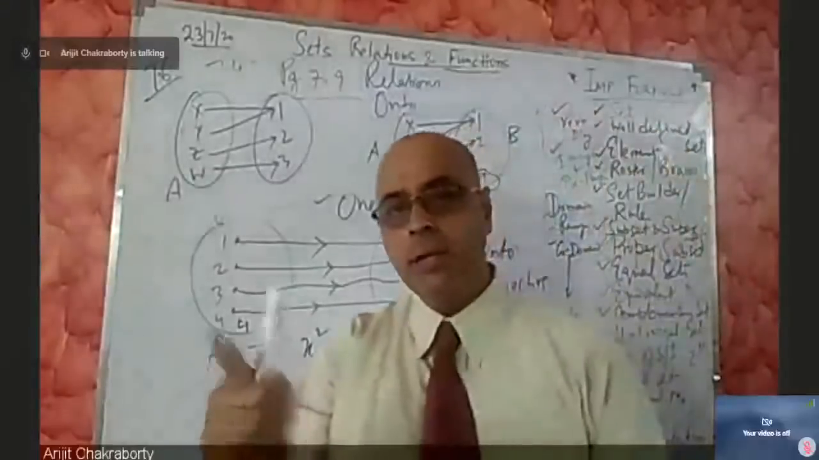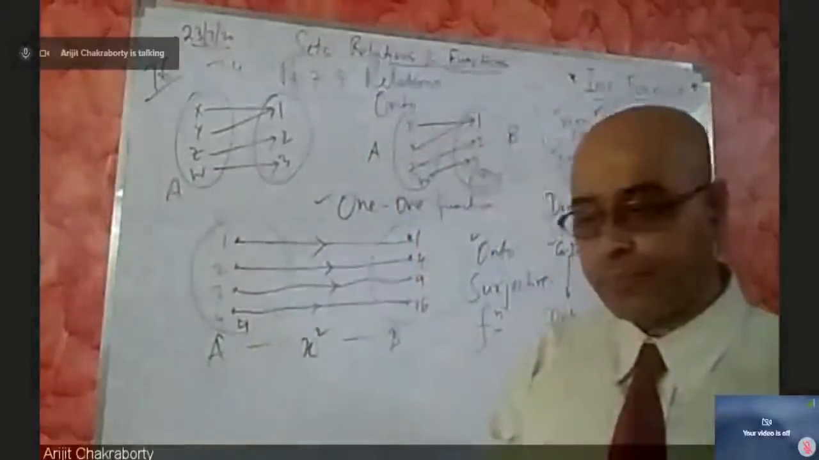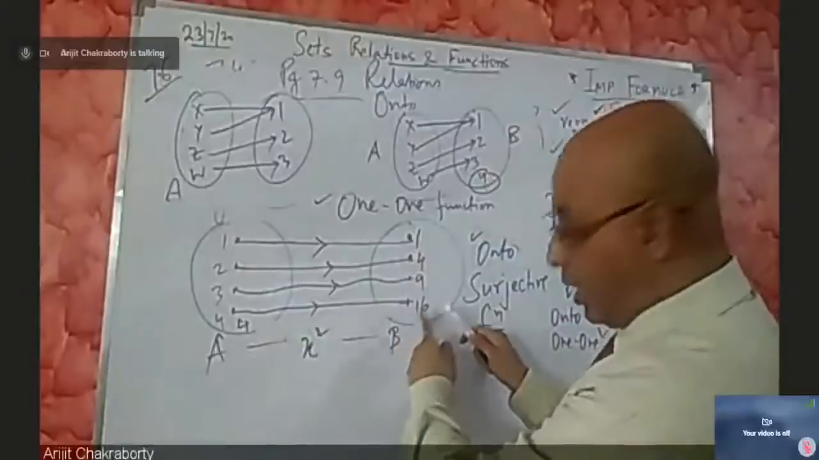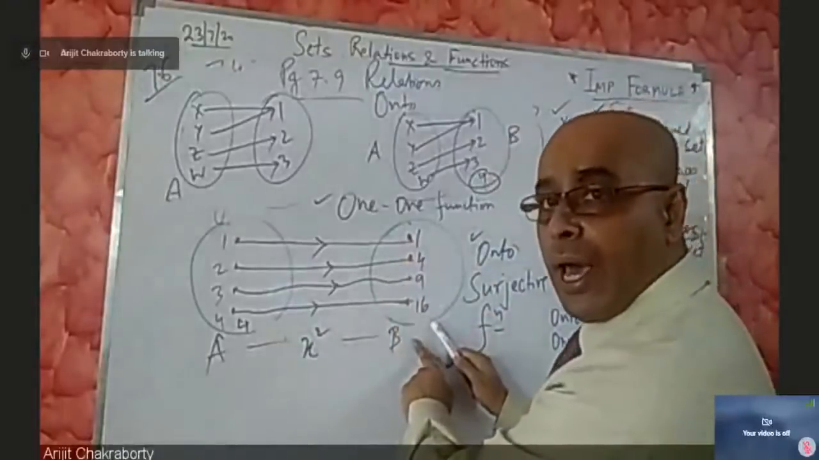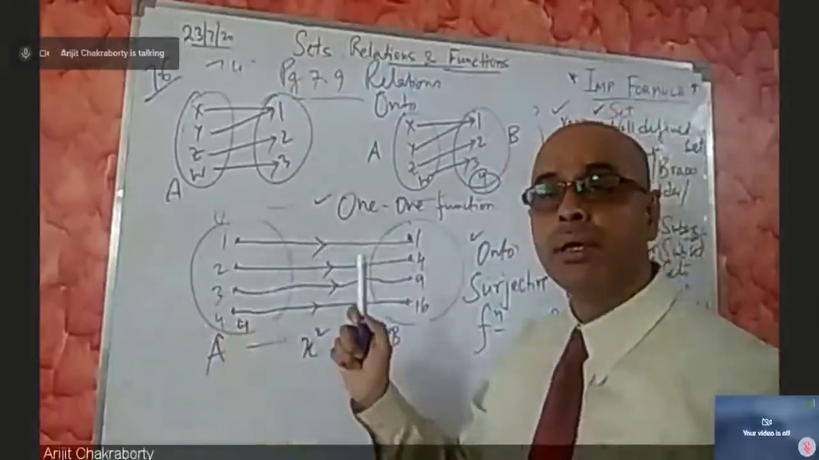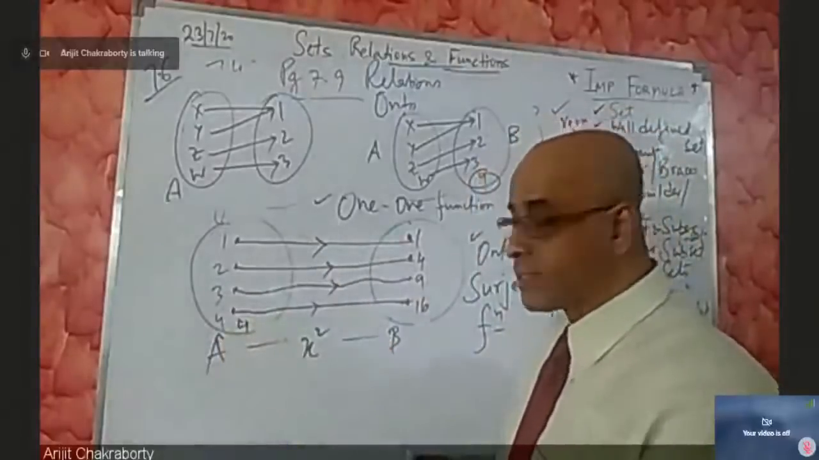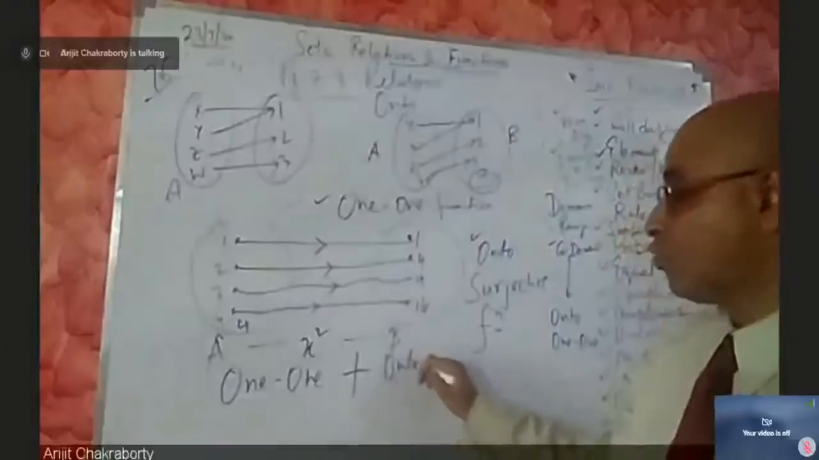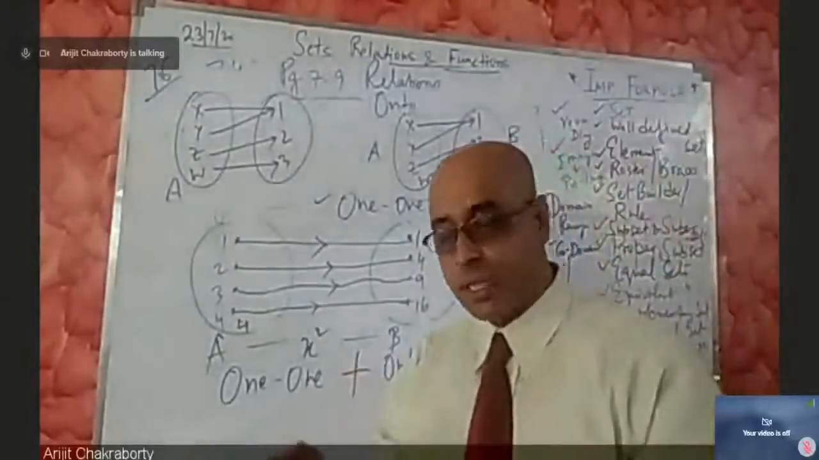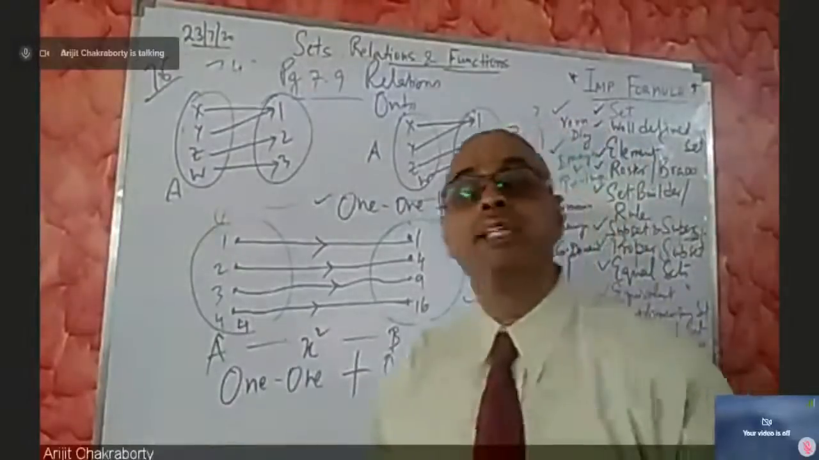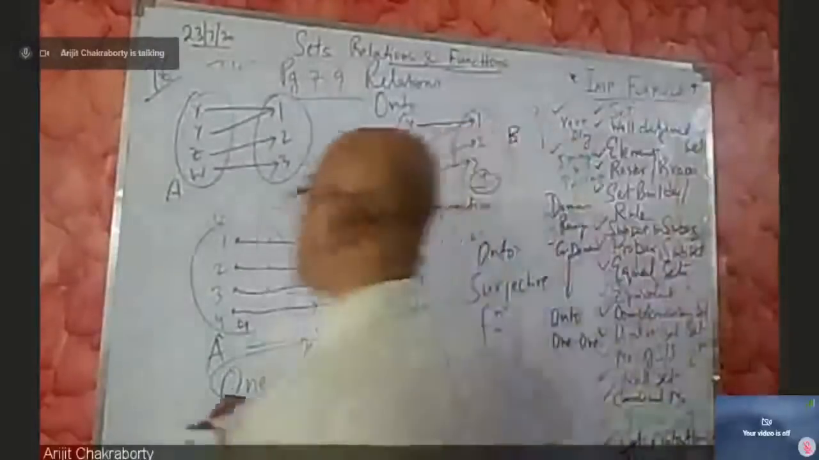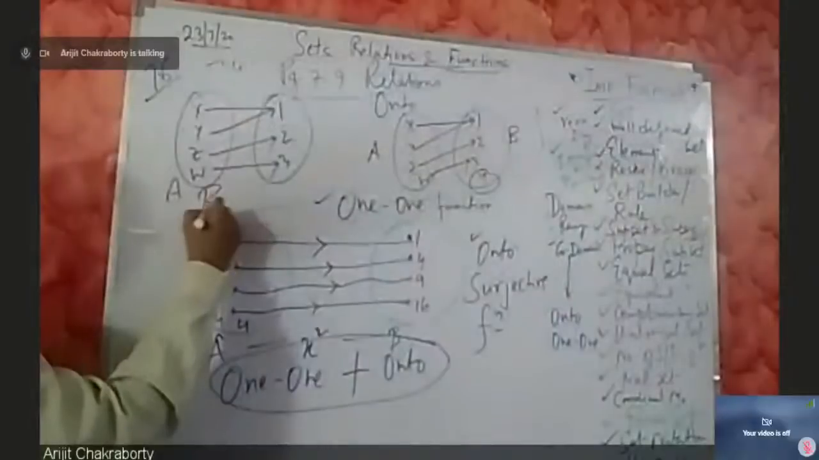So this is a one-to-one correspondence plus it is an onto function. Why? Because every element of set B has at least one pre-image in set A. So I will write this: it is a one-to-one plus it is an onto function. Both the characteristics. This type of function is called bijective function. So this image which you see is called bijective function.